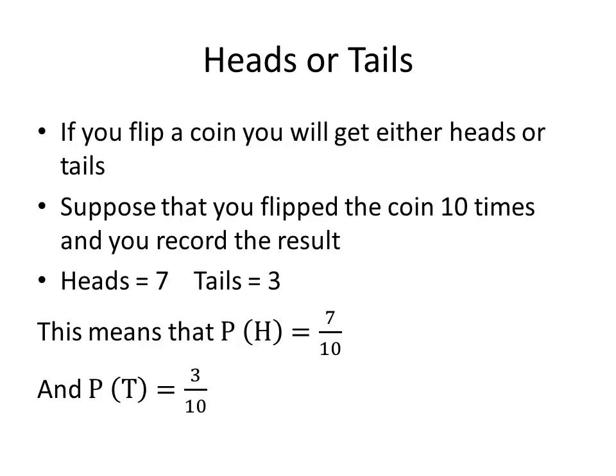Heads or tails. If you have a coin and you flip it, you will get either heads or tails. Suppose that you flip this coin 10 times and you record your results. It can be the same number of heads and tails, but most of the time you will get different numbers. When I did this experiment, I got 7 heads and 3 tails.